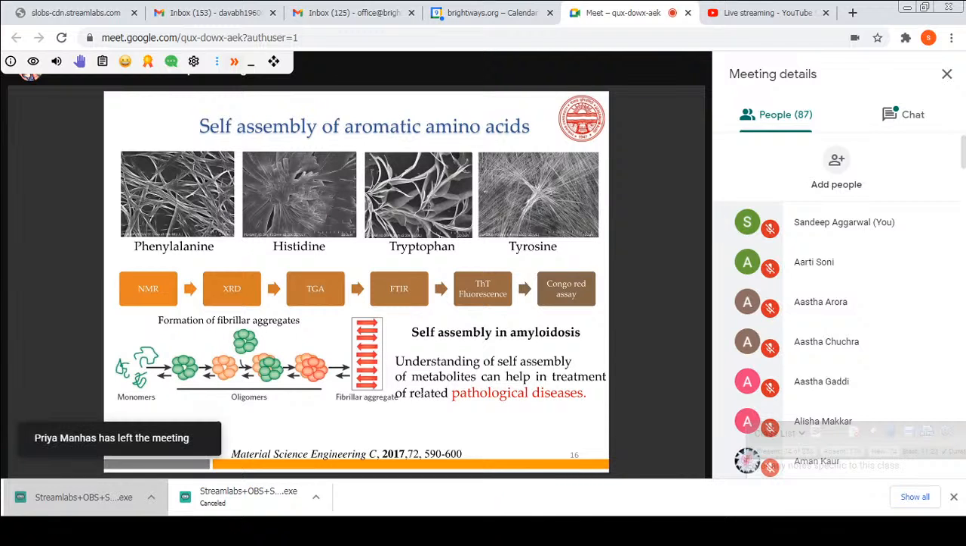तो हमने क्या किया, हमने ये amino acid लिए, we tried to make them self-assemble in the lab conditions, and we saw what structures they are forming, and we did some NMR studies, XRD study, TGA studies, सब इनको understand करने के लिए FTIR, फिर हमने fluorescence के साथ we have attached a dye with it and we try to see whether the amyloidic structures are forming.